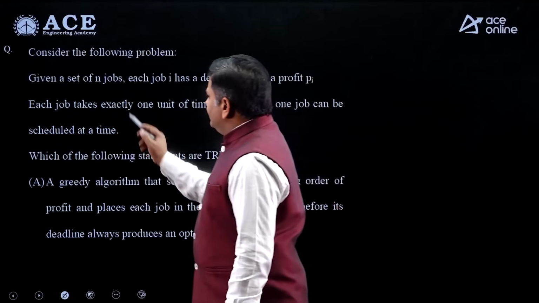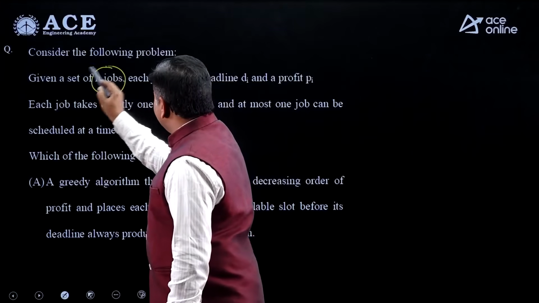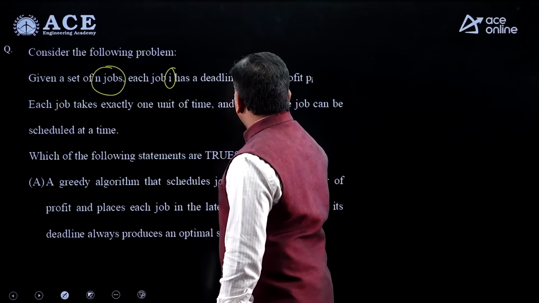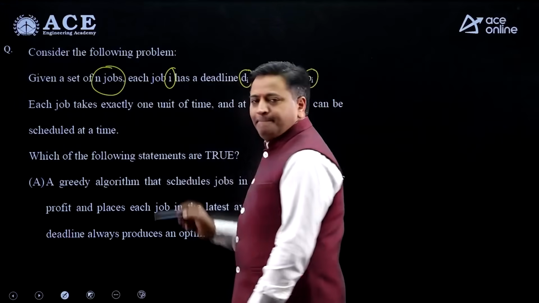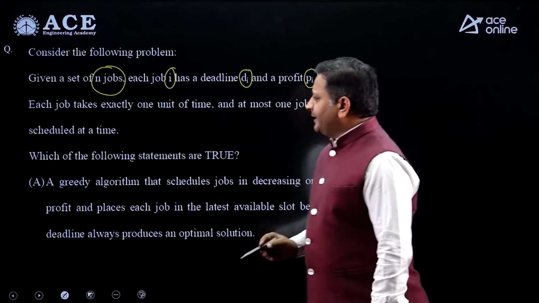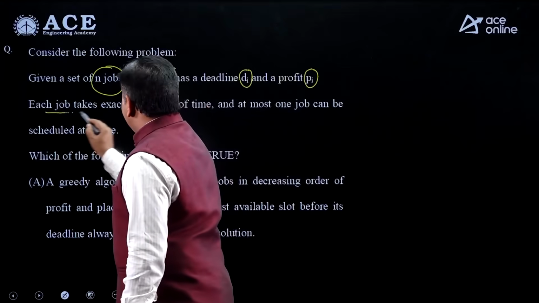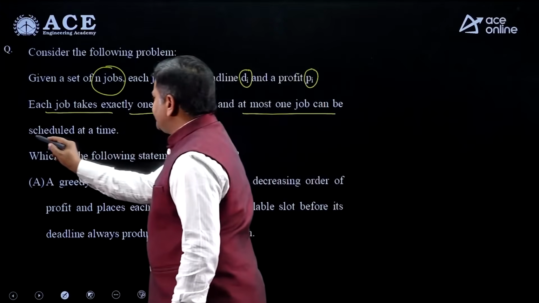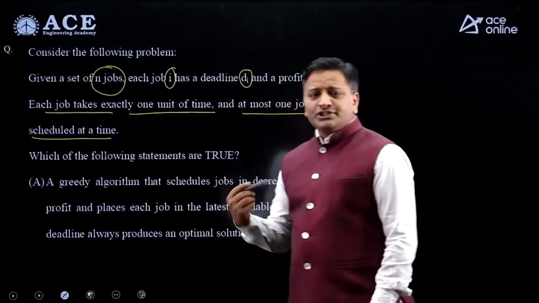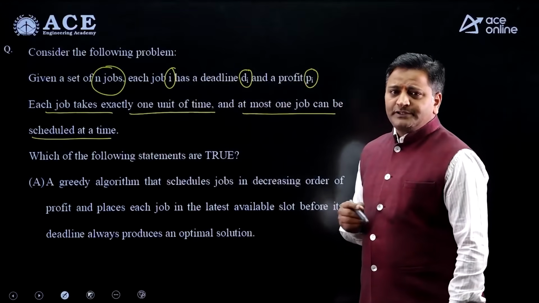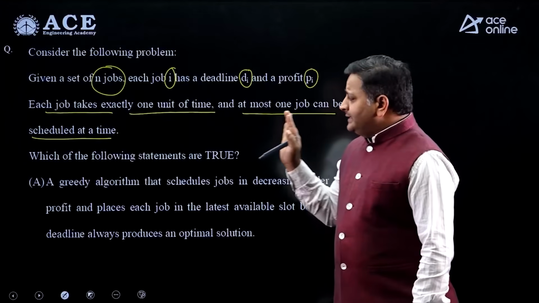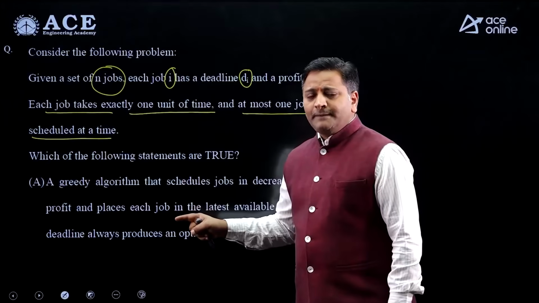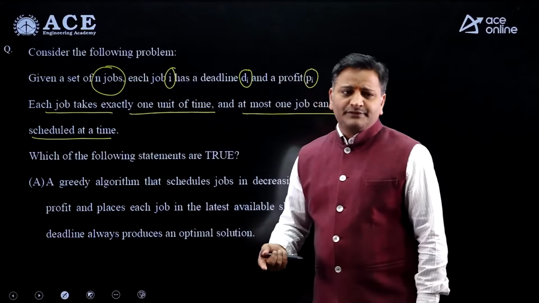Look at this one. Given a set of n jobs, each job i has a deadline di and a profit pi. Clear, friends? Each job takes exactly 1 unit of time, and at most one job can be processed or scheduled at a time. So these are the constraints for the job sequencing problem. In such a case, which of the following is true? Actually, this question is completely based on how the job sequencing algorithm works.